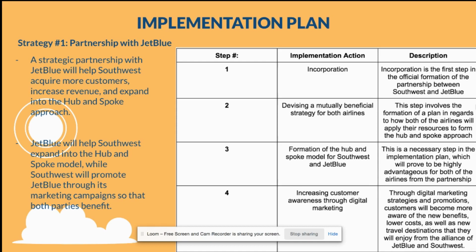Step number 3 is the formation of the hub and spoke model for Southwest and JetBlue combined. This is a necessary step in the implementation plan, which will prove to be highly advantageous for both of the airlines from the partnership. And last step, step number 4, is increasing customer awareness through digital marketing. Through digital marketing strategies and promotions, customers will become more aware of the new benefits, lower costs, as well as new travel destinations that they will enjoy from the alliance of JetBlue and Southwest.